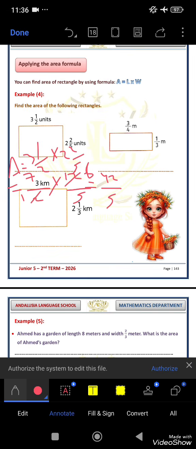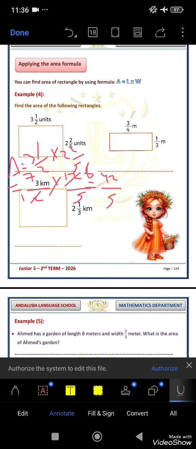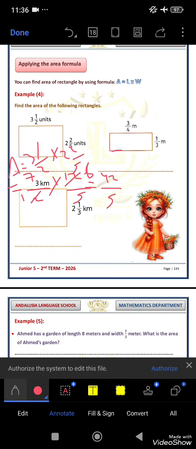Second one, 3 over 4 times a third. So area equals 3 over 4 times a third. Simplify, cancel 3 with 3, so it will be 1 over 4 meter square.